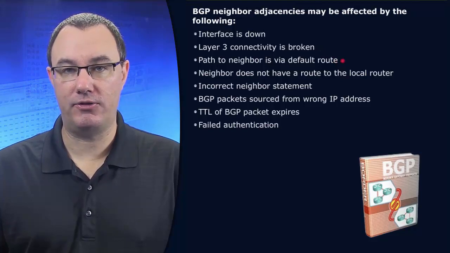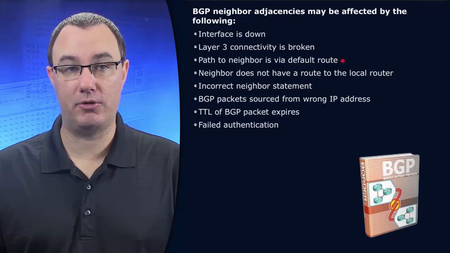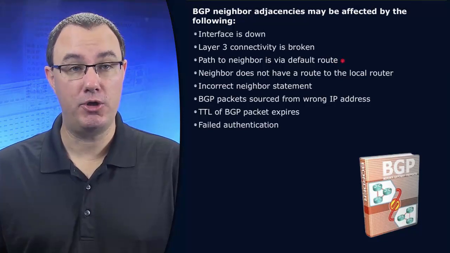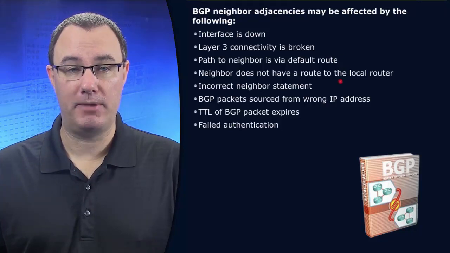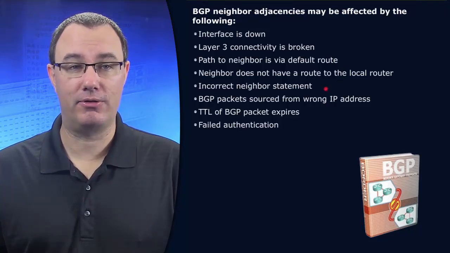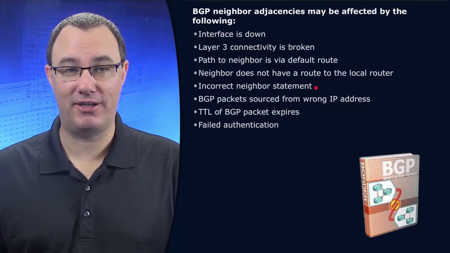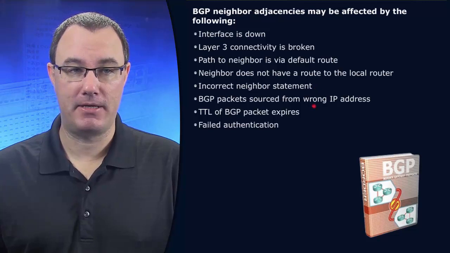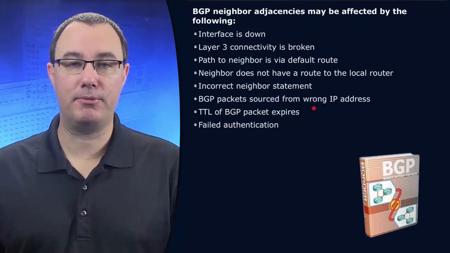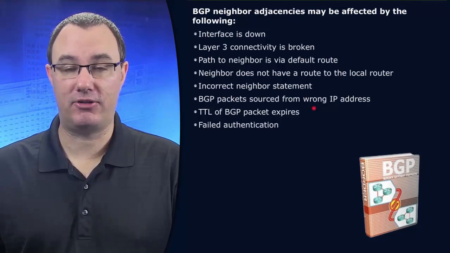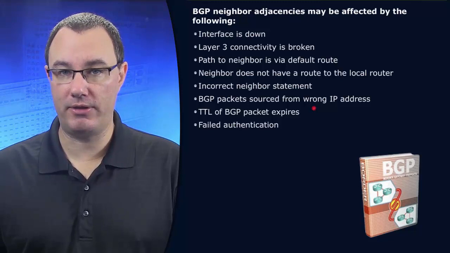One oddity is we cannot rely upon the default route to reach our neighbor, so we might be able to ping it, but we might still not form a neighborship. We may not have a route to the local router. Bad neighbor statements, I've run into that more often than I care to admit. We have to be mindful of the way that BGP forms neighborships and sets expectations of the IP addresses that are communicating with it.